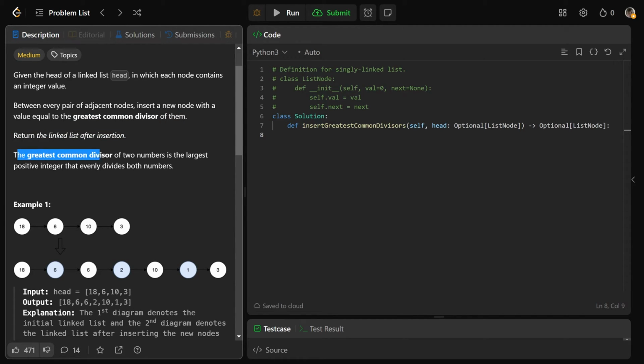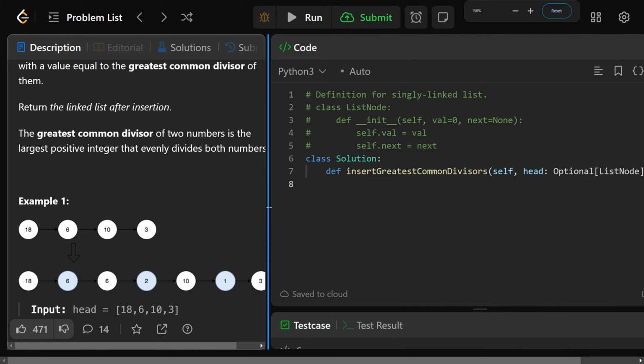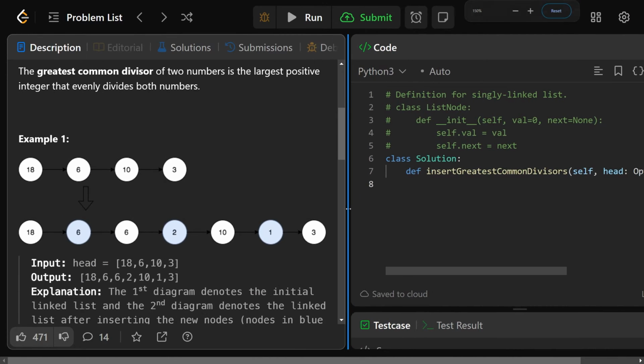So in case you don't know what the greatest common divisor of two numbers is, it is the largest positive integer that evenly divides both numbers. Okay, so let me give some examples here, zoomed nice and large. So between 18 and 6, we want to insert a node with their GCD, and that happens to be 6 itself. So it's 6 because 6 divides 6, and it also divides 18, and it is the largest positive number that is dividing both of those evenly.